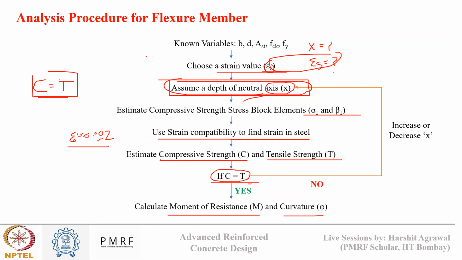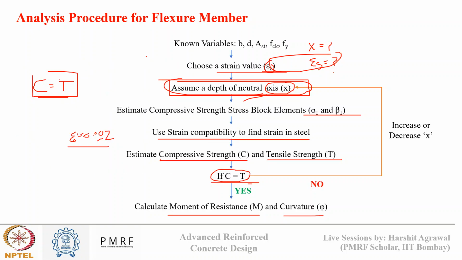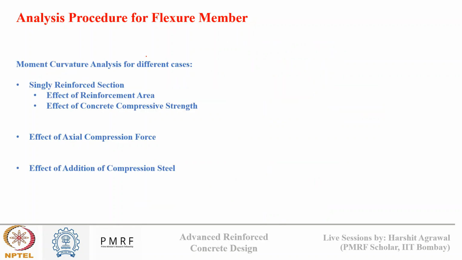Now, for the remaining two sessions, the remaining part of today's session and the next session also, we'll focus on this analysis, how this whole process of deriving a moment curvature relationship is done, and how it is affected by different cases. Like what is the effect of reinforcement area when we go from an under reinforced section to a balanced section to an over reinforced section, how this profile changes. What is the effect of concrete grade, concrete compressive strength. These two points we'll see today.